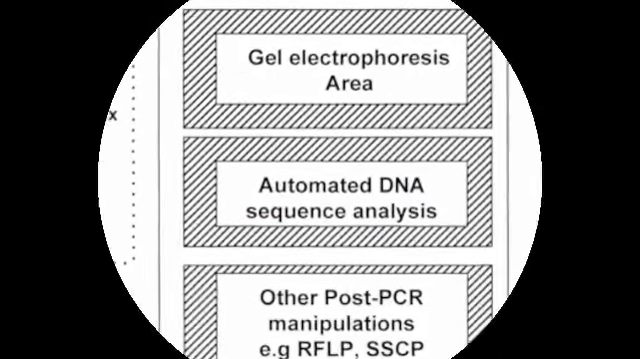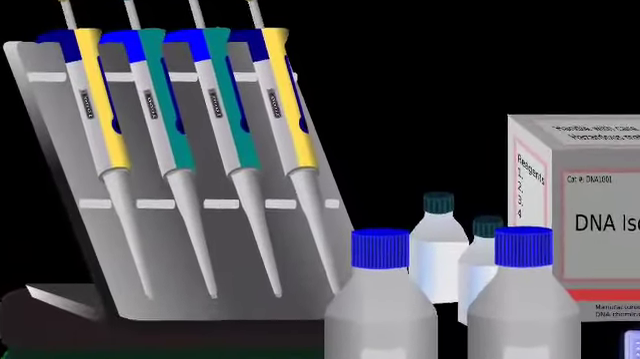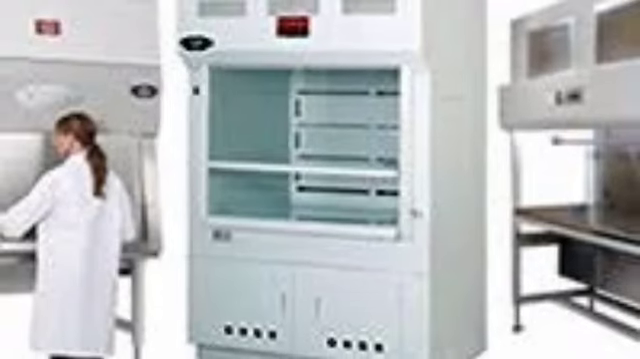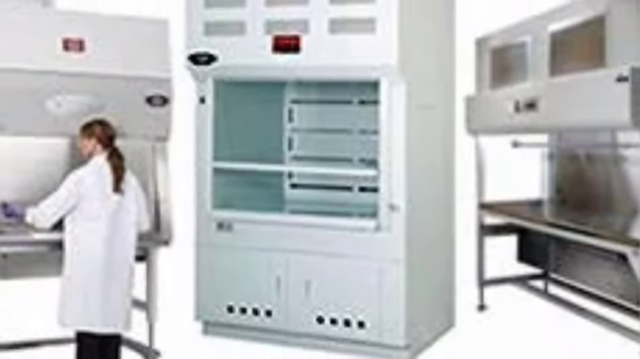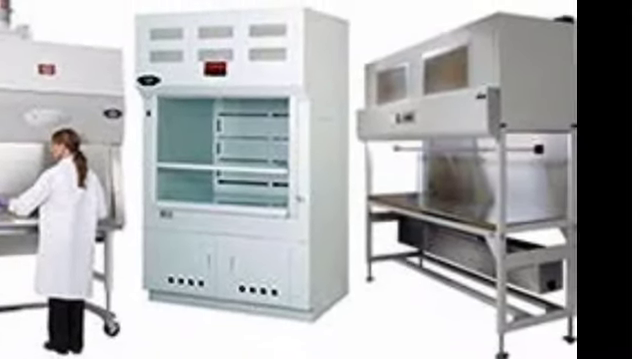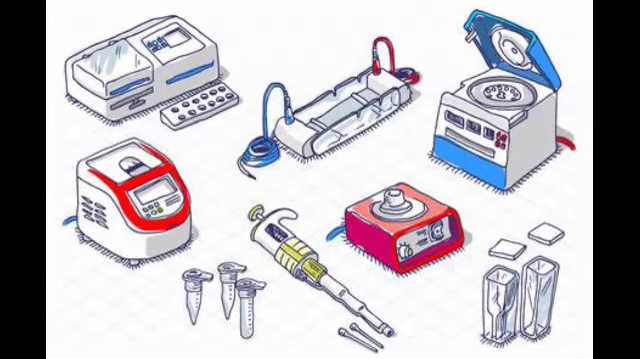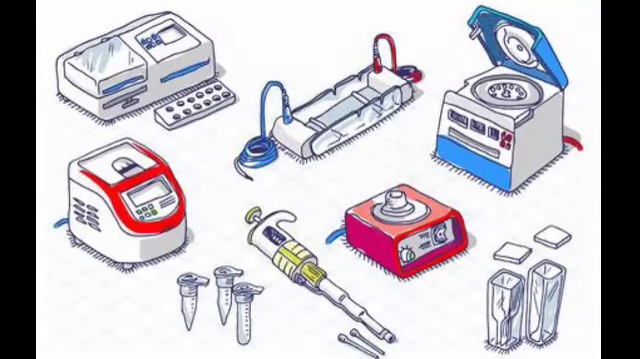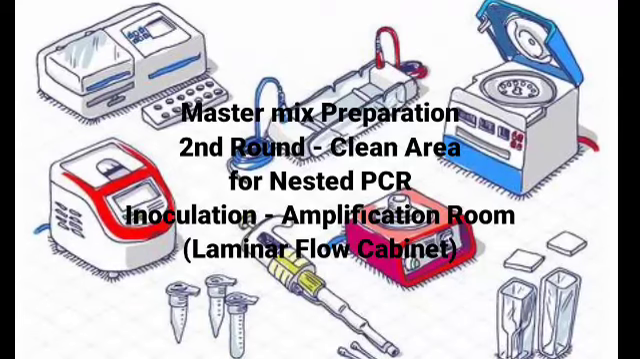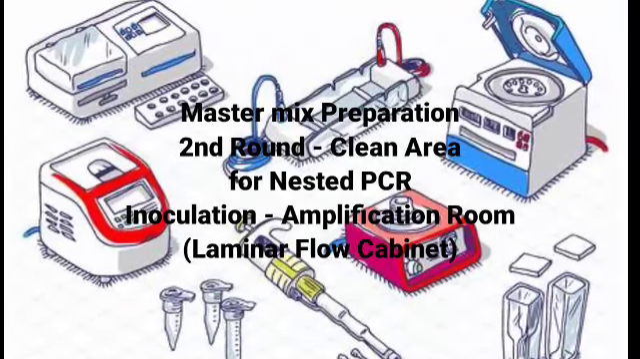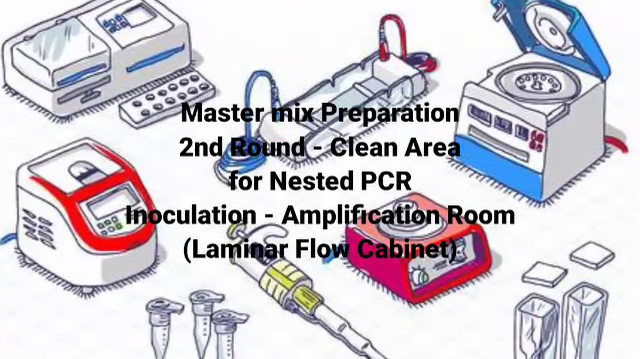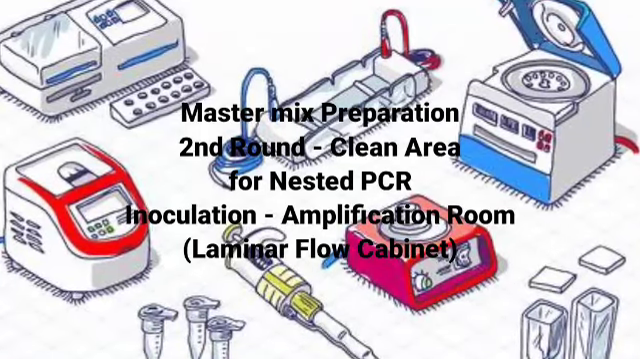In some settings, having 4 separate rooms is difficult. In such cases, the master mix preparation can be performed in a containment area, for example with the help of a laminar flow cabinet. In case of nested PCR amplification, the master mix for the second round reaction should be prepared in the clean area for master mix preparation, but the inoculation with the primary PCR product should be done in the amplification room and, if possible, in a dedicated containment area, again a laminar flow cabinet.